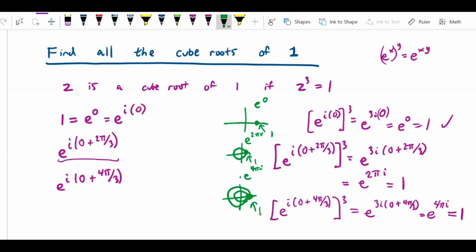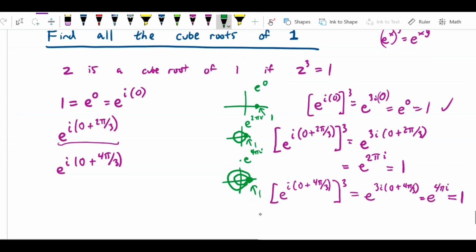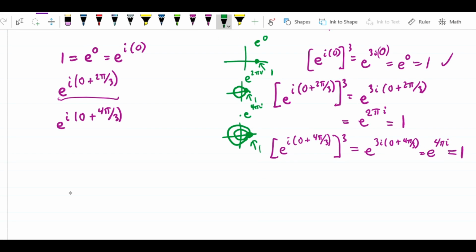So all 3 of these are actually cube roots of 1. Now where are they? This is why, and then you're going to see why I've been writing them in this form. Let's draw a set of axes. Okay, so e to the i0 is clearly this point here.